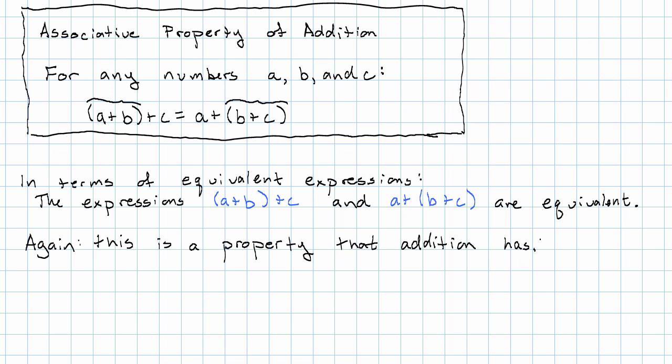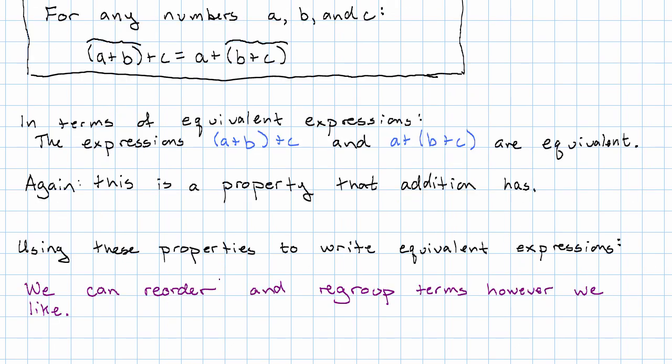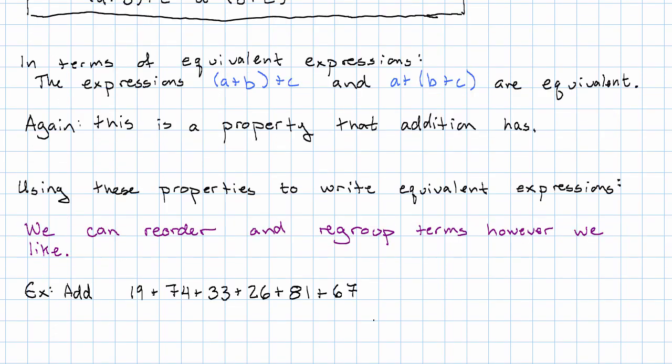These two properties together let us make a really nice and helpful move when we're writing equivalent expressions. If we have an expression with a whole bunch of terms in it, we can reorder the terms and regroup the terms however we'd like. We can use this to make some kind of trick shots in arithmetic. So for example, if we wanted to add up these 6 numbers without using a calculator, it would be hard.